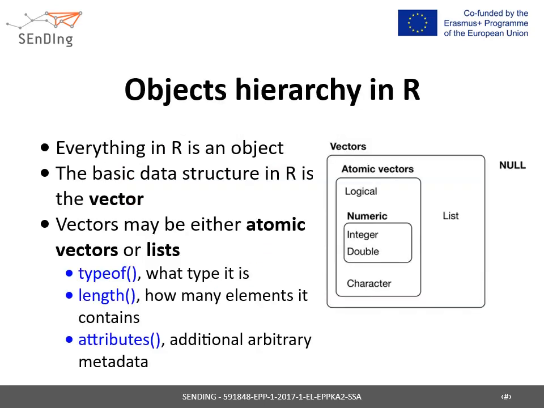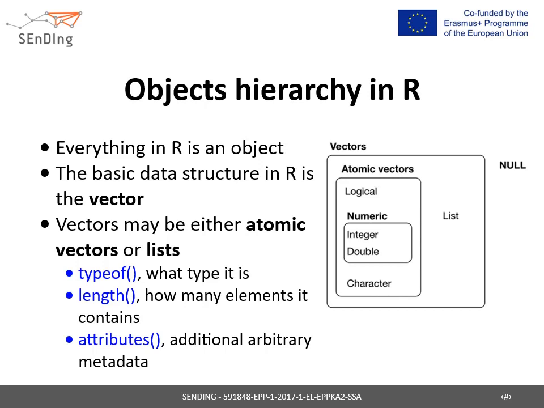The entities R operates on are technically known as objects. Everything in R is an object. The basic data structure in R is the vector. Vectors may be either atomic vectors or lists, and they have three common properties which include the type of the object, which we can get using function typeof, the length of the object, meaning how many elements it contains, using function length, and additional arbitrary metadata about an object, using function attributes.